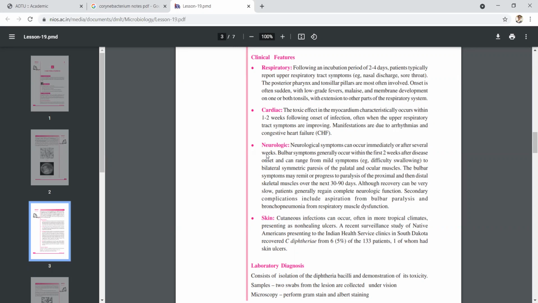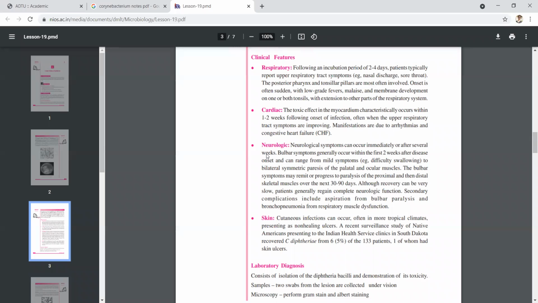The onset is often sudden. That means the beginning of this infection is very sudden. Initially, you will find people suffering from a low-grade fever, then malaise and membrane development on one or both tonsils. And those membranes may extend towards the other parts of the respiratory system.